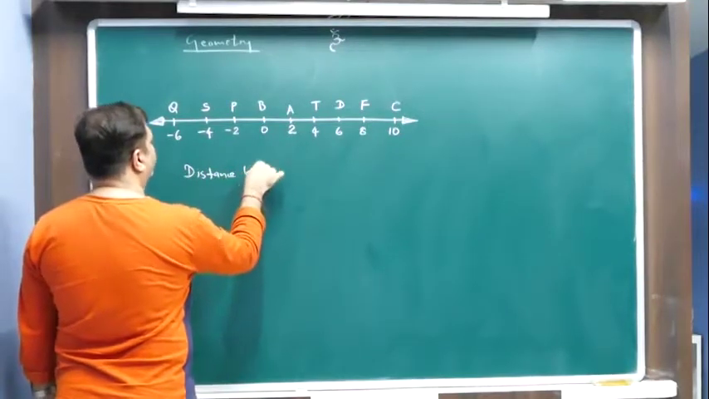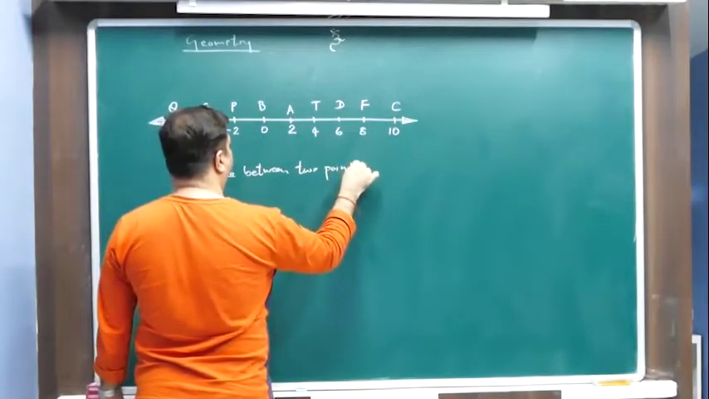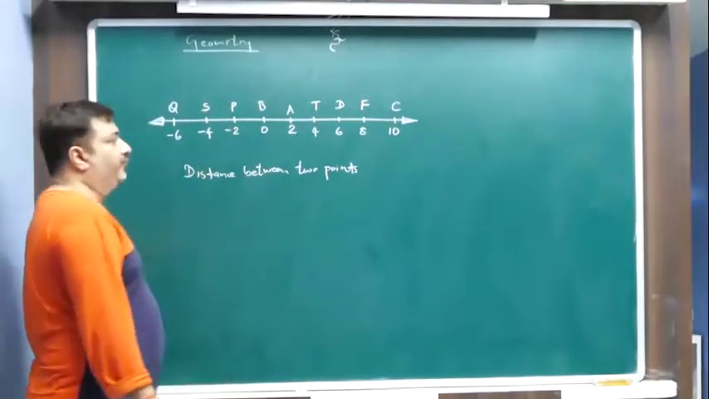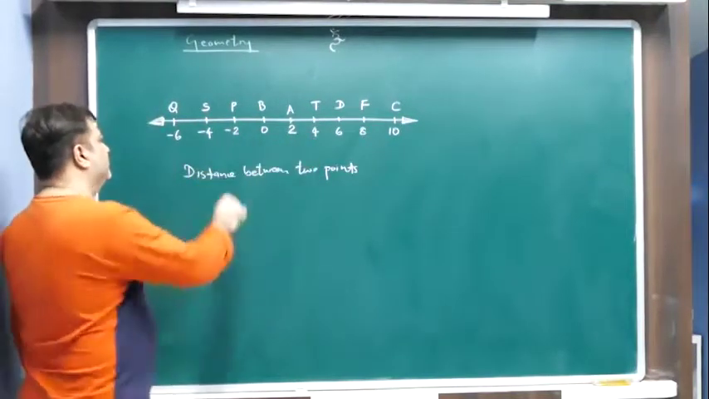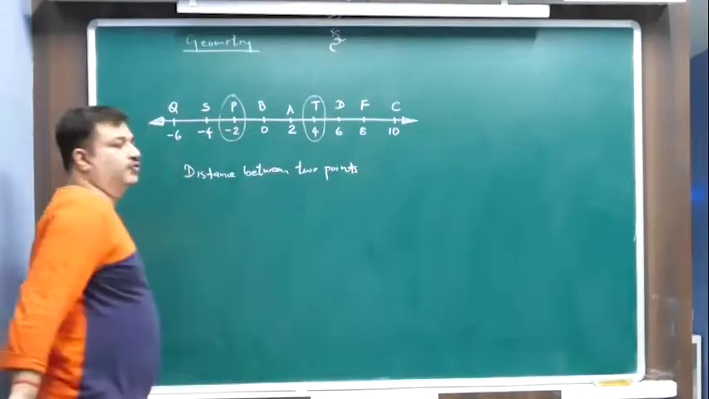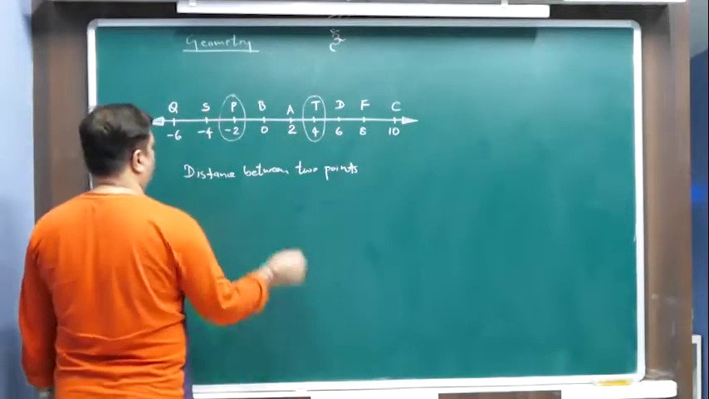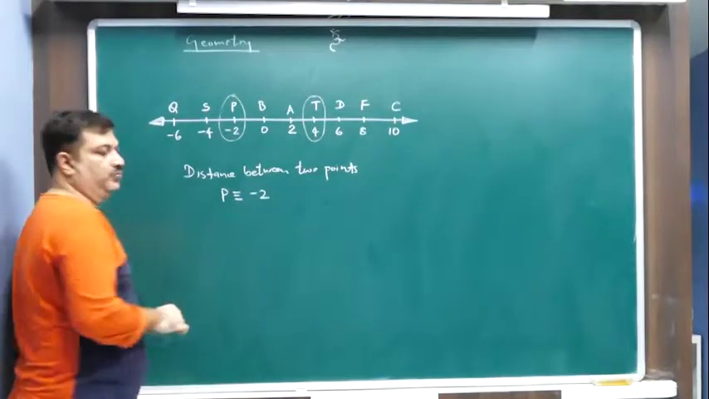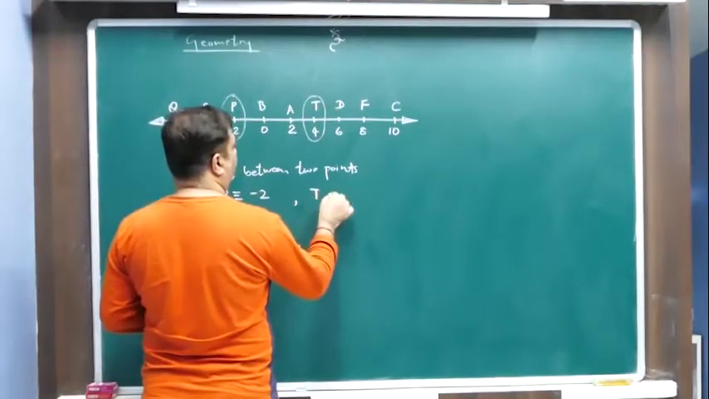Okay, good, great. Now let's understand what distance is and how we find it. Distance between 2 points. How do you find that, and how do you represent it? Both things we have to see. For example, I want to find the distance between P and T. These are the 2 points. I want to find the distance between them. Alright. So how do I do that? I will say point P, the coordinate is -2. Coordinate is represented like this. So P coordinate is -2 and T coordinate is 4.